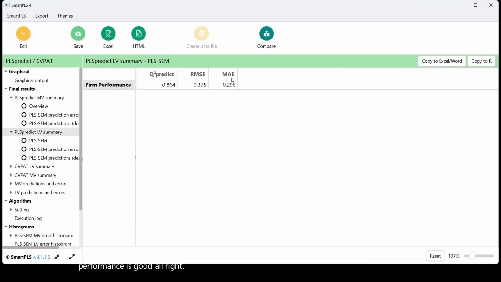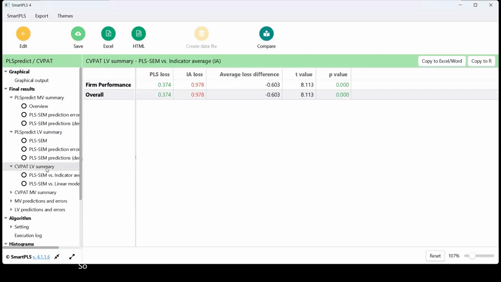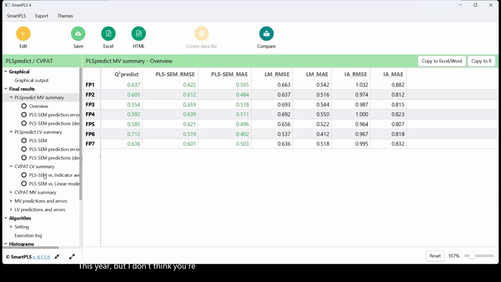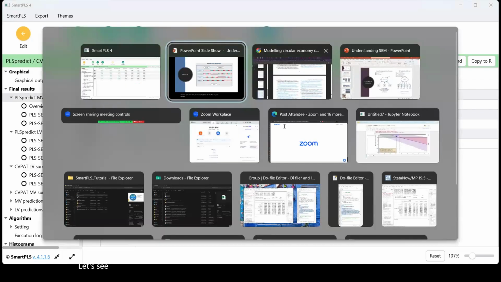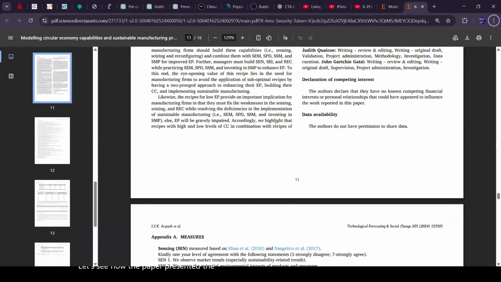So other people can also use the root mean square error and the mean absolute error. Normally with this one, let me see. This part, I don't think once you're able to do this, you are good. Let's see how the paper presented the results for the spread, if they did that.